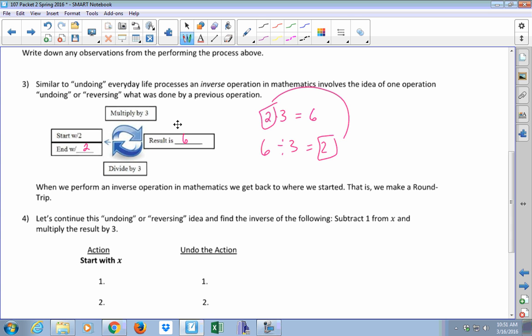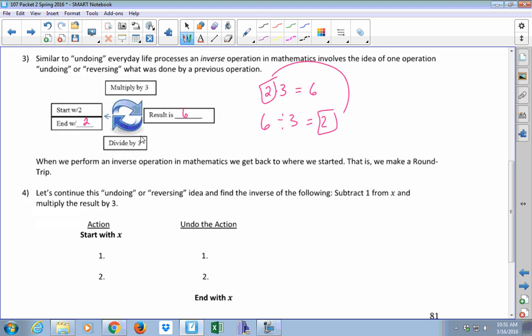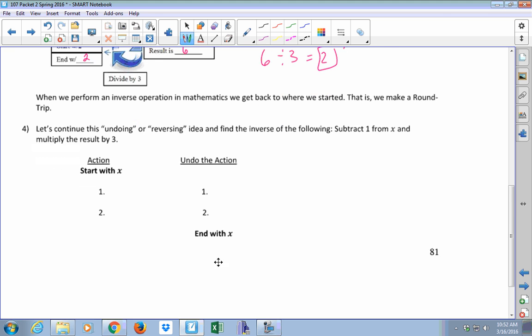Hopefully when you go on a round trip, you start in one place, you go somewhere, you come back to the same place you departed from. So now let's do it with some more algebraic looking things.